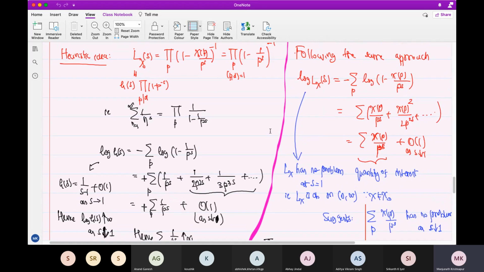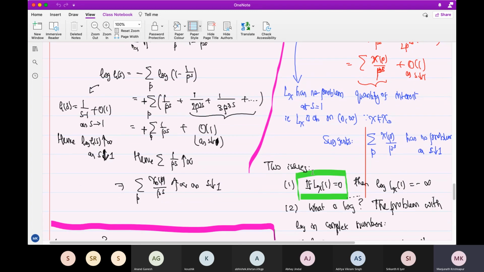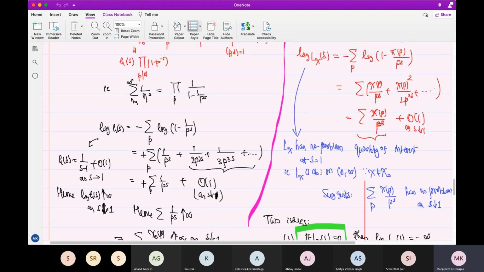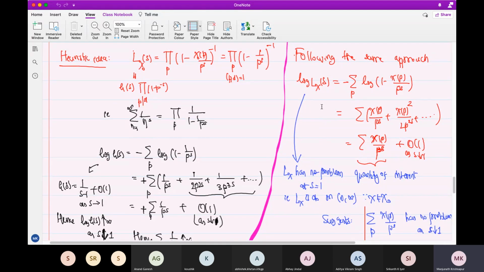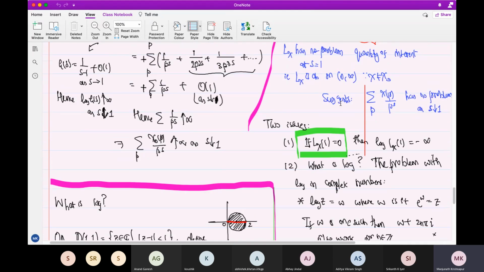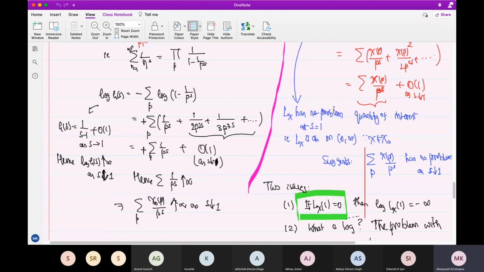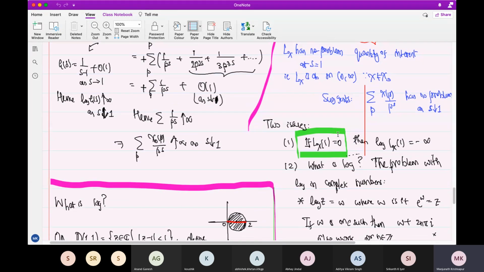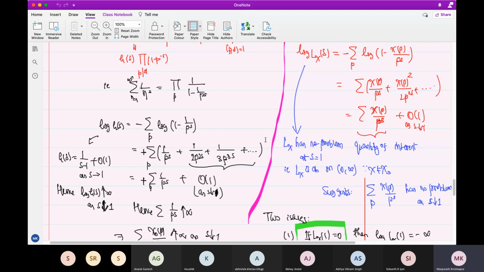So that was one of the things. The other thing, the key point, was to show that L chi of 1 is not 0. So these are the things. There are these 2 points: how to take the log of complex numbers, which was somewhat formal, and the other is to show that these non-trivial L functions don't vanish at 1. That is all we wanted to do.